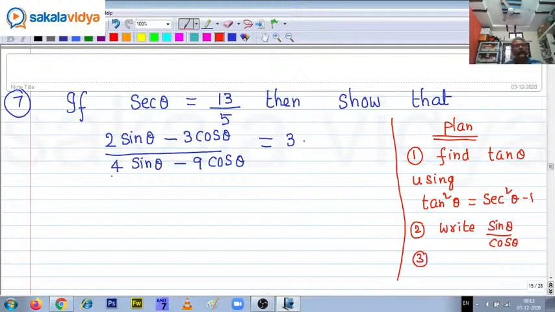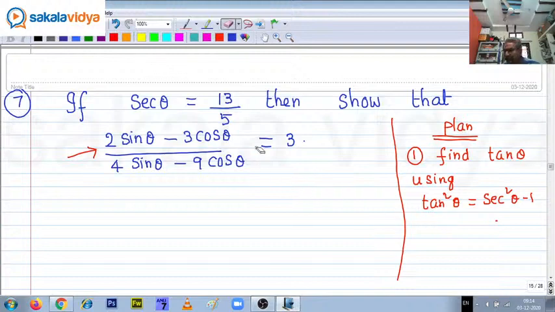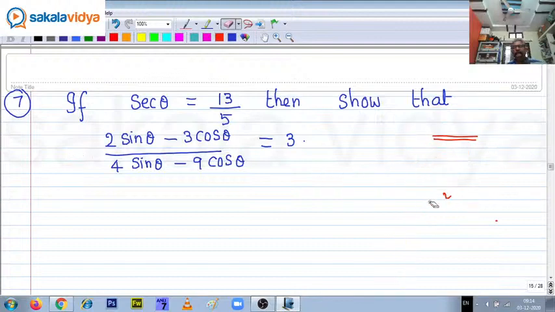Now divide both the numerator and denominator of this one by cos theta. Instead of sin theta by cos theta, substitute that value. Otherwise you need not find out this value also. Find tan theta. Next, divide both numerator and denominator by cos theta. Instead of tan theta, substitute the value, then you will get the answer. This is the plan. So implement this plan now. Let us implement it.